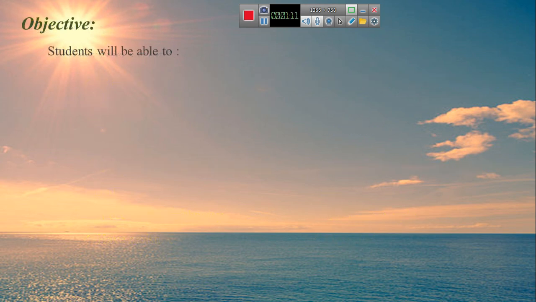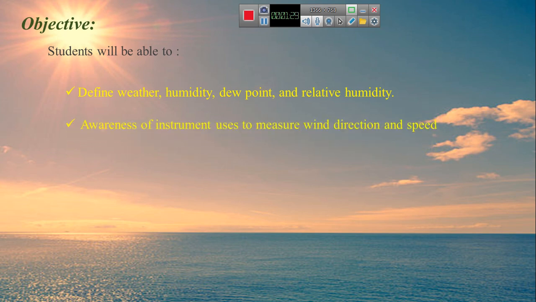Okay, so now we continue our lesson. After you study this lesson, you will be able to define weather, humidity, dew point, and relative humidity. Second, be aware of the instruments used to measure wind direction and speed. And the last one is to explain why warmer air can have more water vapor than cooler air.